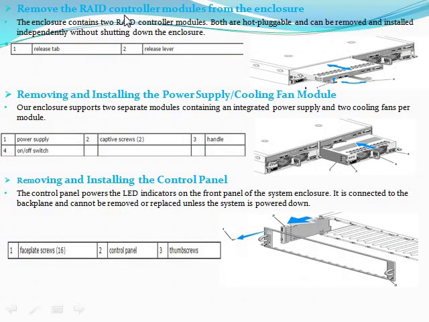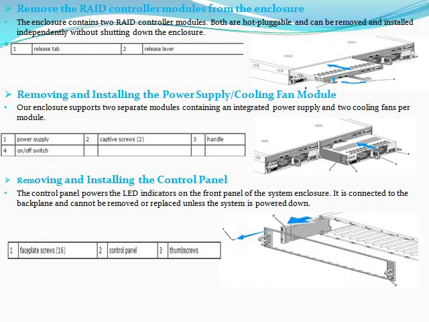Now remove the RAID controller module from the enclosure. The enclosure contains two RAID controller modules. Both are hot pluggable and can be removed and installed independently without shutting down the enclosure. When we want to remove a module without shutting down, before that we have to turn off the enclosure from the MDSM manager.